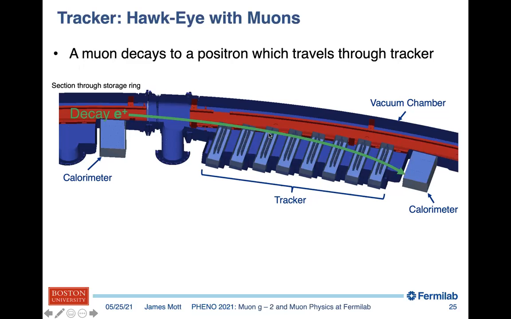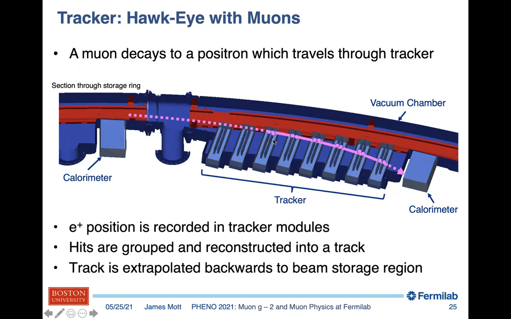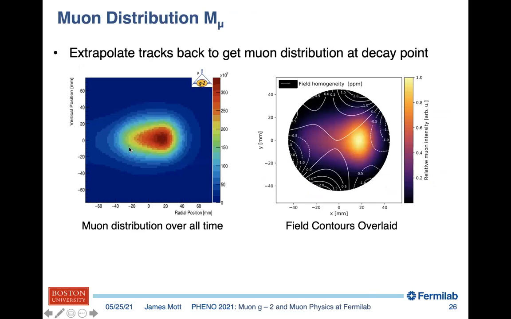So this is then going to curl inwards in the magnetic field, go through the tracker, leave some hits, we make a track, and then we extrapolate this track backwards to the point where it's going radially tangent to the storage region. And this gives us some idea about where the beam is at any given time. So you can do that for all times. You take all the muons and scoop them up together, and you get a distribution that looks a little bit like this. So we call this the avocado plot because it looks like an avocado. And this is basically a slice through the beam.